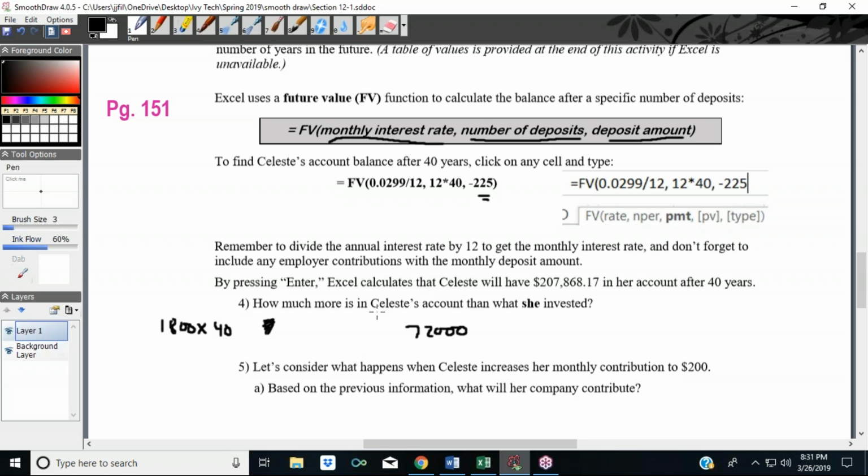So it wants to know how much more is in her account than what she invested. So we're going to take the 207,868.17 and subtract 72,000. And it looks like Kayla got 135,868.17, and that's what I got too. All right, good, Kendra.